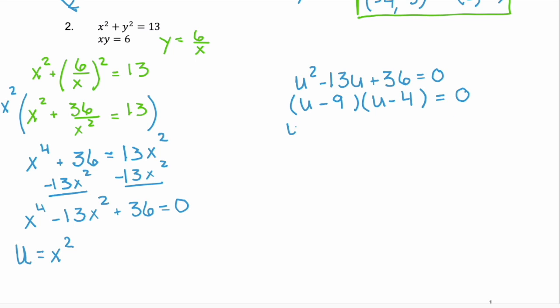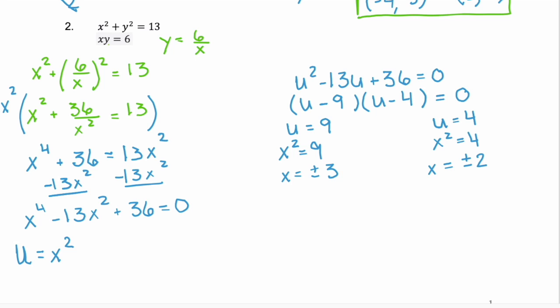You solve this with the zero product property and you'll get u equals 9 and u equals 4. But here we need to convert our u back into x, and it's x squared equals 9, or x equals plus or minus 3. And for the second, it's x squared equals 4, or x equals plus or minus 2. So we're going to have four possibilities here.